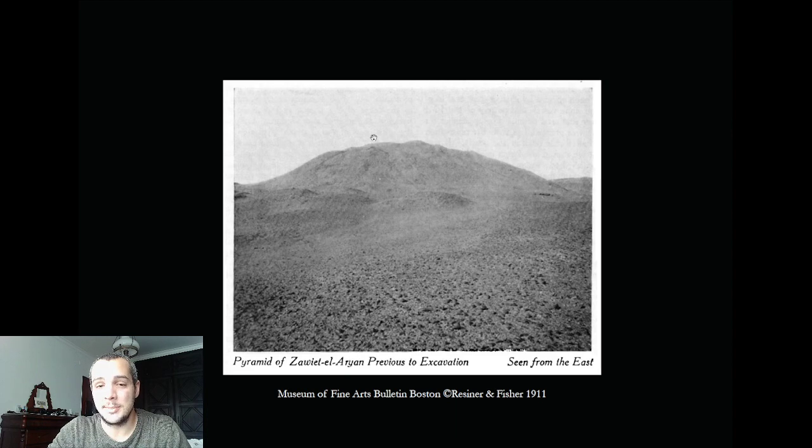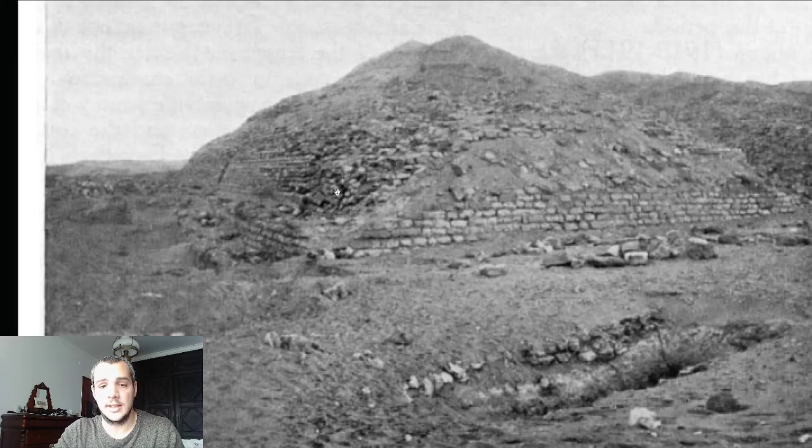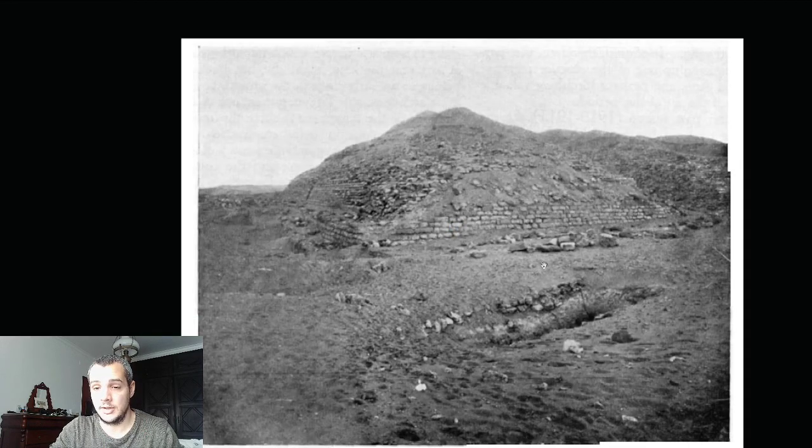So this is the pyramid as it was found by the Boston guys, Reisner and Fisher. And this is the pyramid once it was cleared from the sand. You can already see this is an Old Kingdom pyramid, because first of all, it's made with limestone. Second, it's made with similar dimensions to Djoser's pyramid of Sekhemkhet. And then it was made with layers, which I'm going to show you very soon.